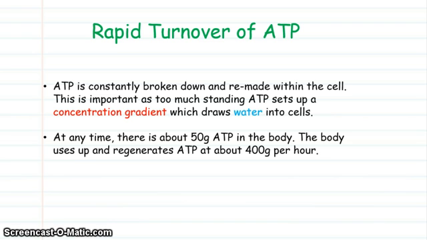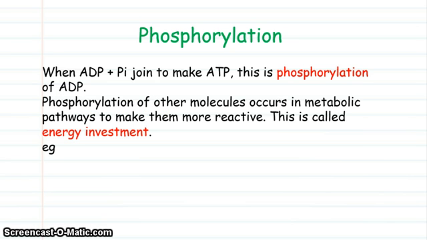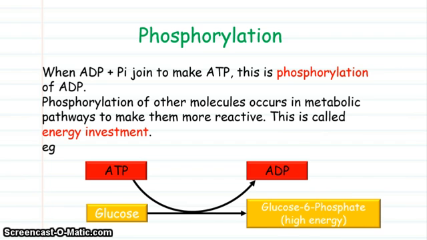In the body cells, there's a rapid turnover of ATP. If too much ATP is existing in the cells at any particular time, it sets up a concentration gradient which can draw water into the cells by osmosis. So there's only about 50 grams of ATP in the body at any given point. ATP can be used to phosphorylate compounds to give them higher energy, make them more reactive. For example, at the very beginning of respiration, glucose is phosphorylated to become glucose 6-phosphate using an ATP molecule, and this is known as energy investment.